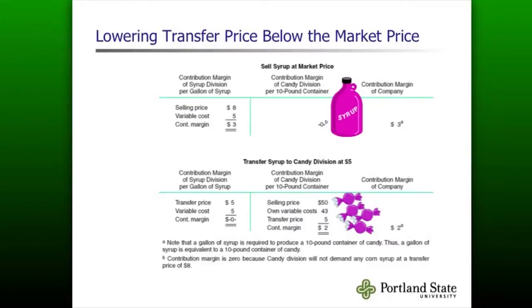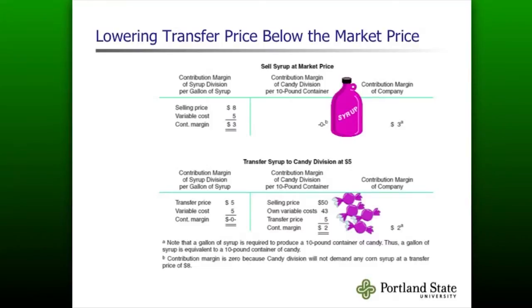If the transfer price is below market, we see the incentive shifts. If we're selling it at market price, we get a contribution margin for the company of $3 overall. If we transfer at a price below the market price, $5 versus $8, the incentives change. They change in such a way that the contribution margin to the company actually goes down from $3 to $2.